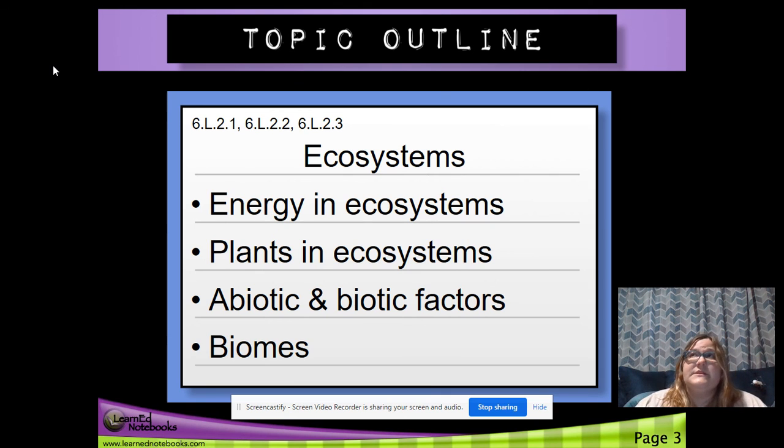Why is it that different plants can be in different ecosystems? Abiotic, non-living, biotic, living, how they're all created, and then the specific biomes. So that's kind of the topics we're going to cover in this review booklet.